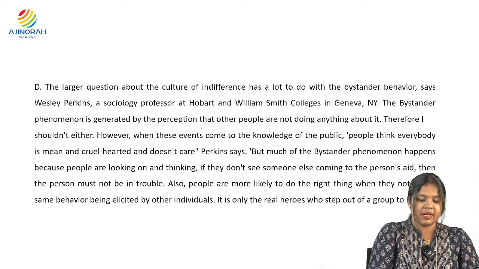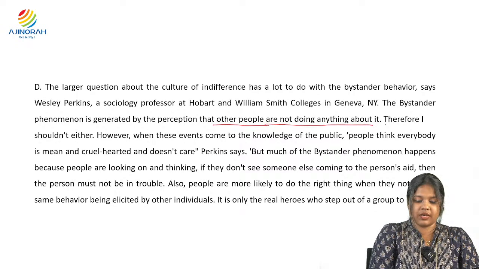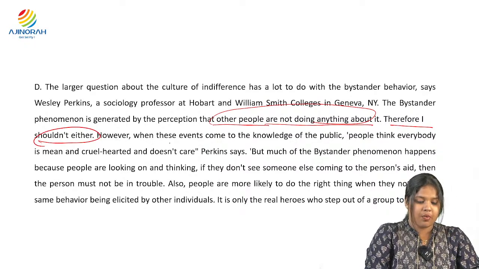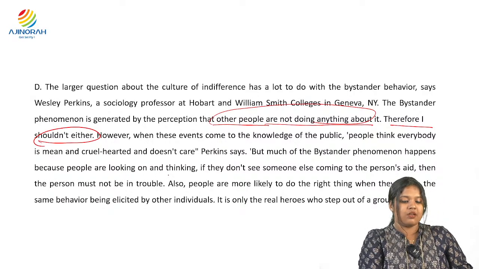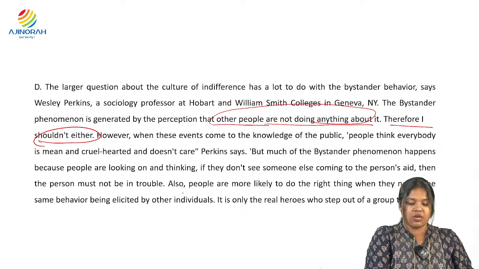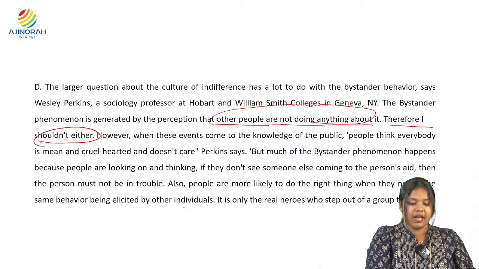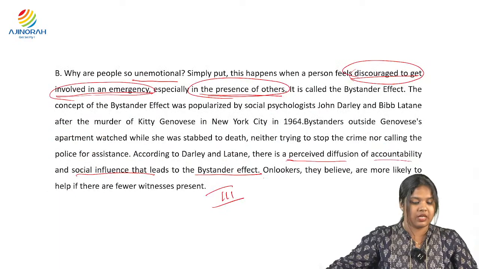The bystander phenomenon is generated by the perception that other people are not doing anything about it. Therefore, I shouldn't either. However, when these events come to the knowledge of the public, people think everybody is mean and cruel-hearted and doesn't care, Perkins says. But much of the bystander phenomenon happens because people are looking on and thinking that if they don't see someone else coming to the person's aid, then the person must not be in trouble. Also, people are more likely to do the right thing when they notice the same behavior being elicited by other individuals. And it is only the real hero who steps out of a group to help. So we'll see.